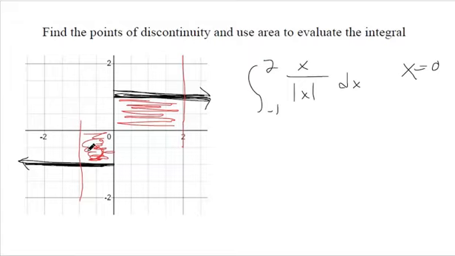Okay, so this area down here, it's 1 across and 1 down, so it's a square. It's -1 in area because it's below the x-axis. And this rectangle over here, it's 2 across and 1 up, so it's +2. And if you add those together, you get 1. So that is this integral. It's equal to 1.